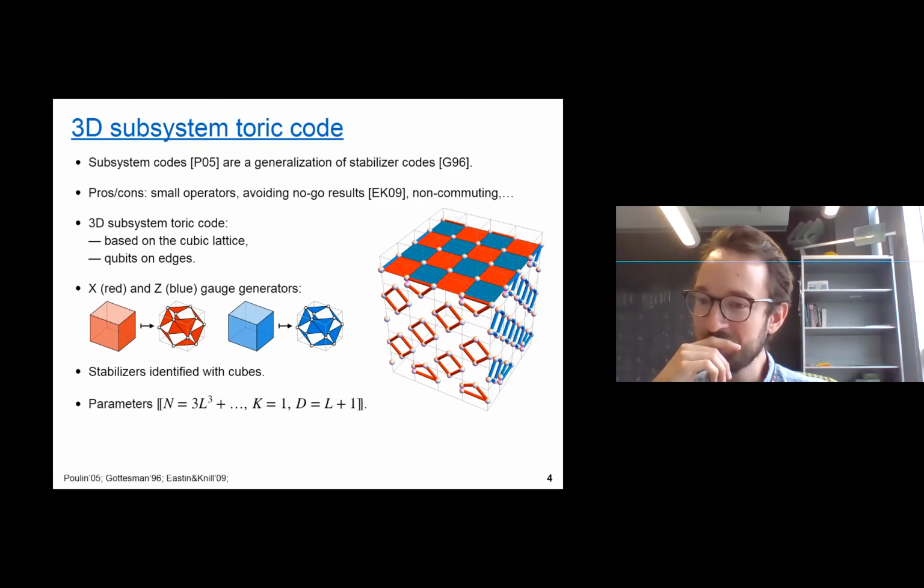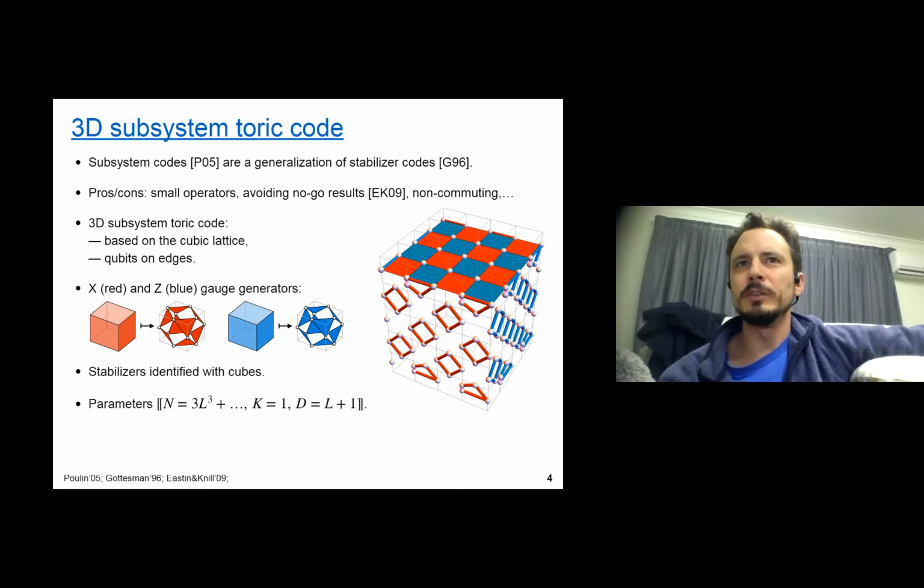Oh, please, yeah. I don't understand the topology of the torus here. Where's the periodicity here? Is it a 3-dimensional thing?